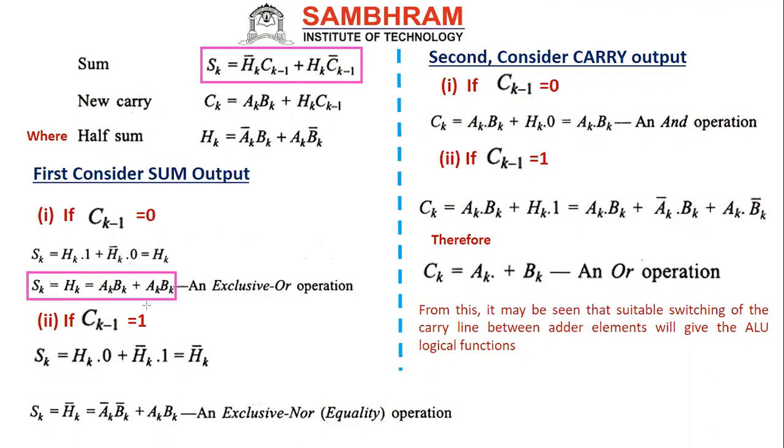If ck-1 is equal to 1, what will happen? Substitute: hk bar dot 1 plus hk dot 0. Now this term will be gone, and I will get hk bar actually. Correct? See, Sk = hk bar. Hk bar, in the sense, what? Hk is XOR, the bar means XNOR. So now we got two operations. The second operation, the exclusive NOR operation, we got. I can say it's an equality operation.